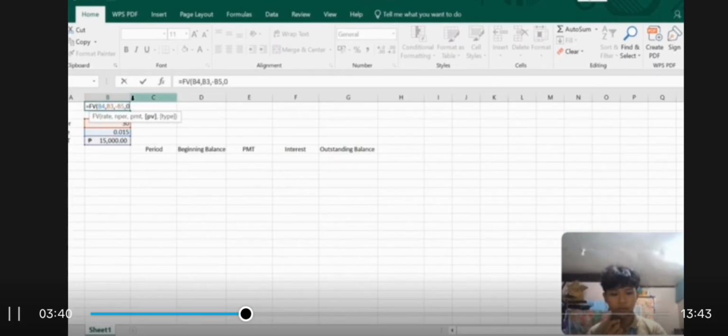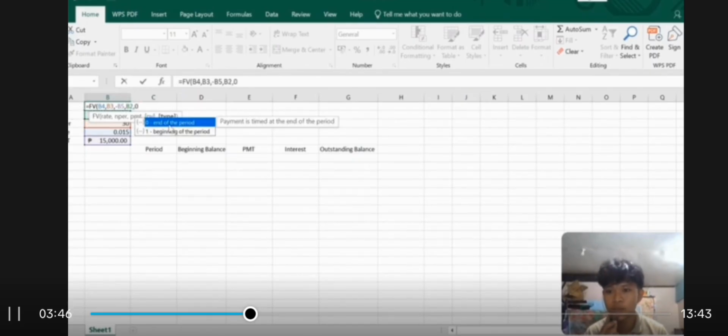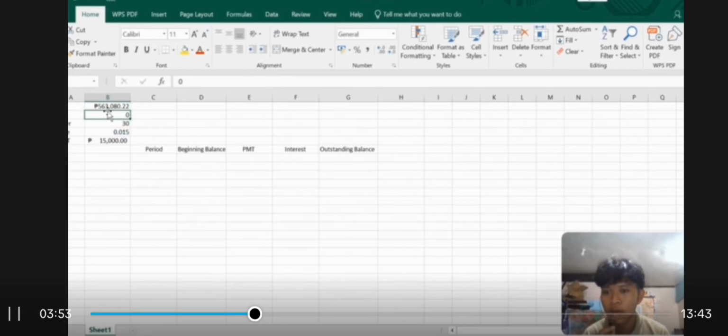It is PV. Click PV, and then put 0. It is 0 because we want the future value at the end of the period. Then close parentheses. Then enter. So that is our future value, guys: 563,080.23 pesos. So let's proceed to the table, guys, in how we're going to make the sinking fund schedule.